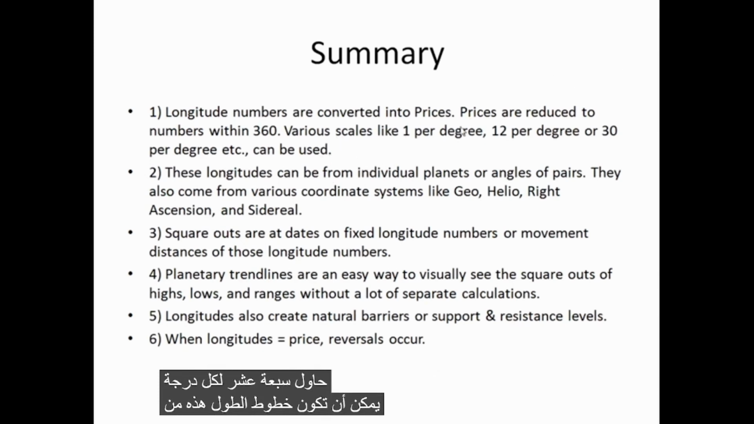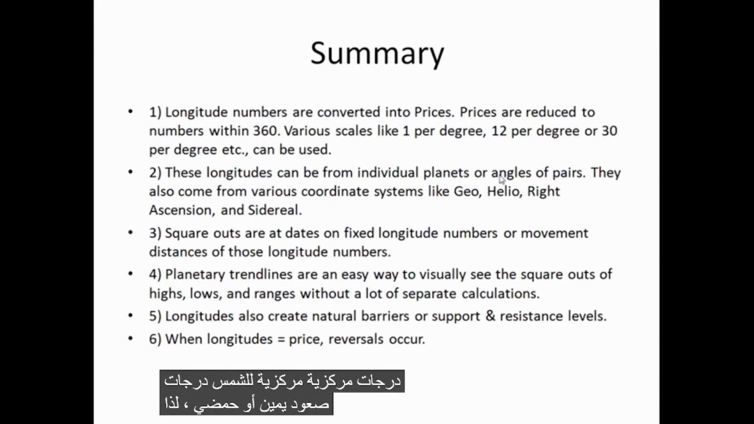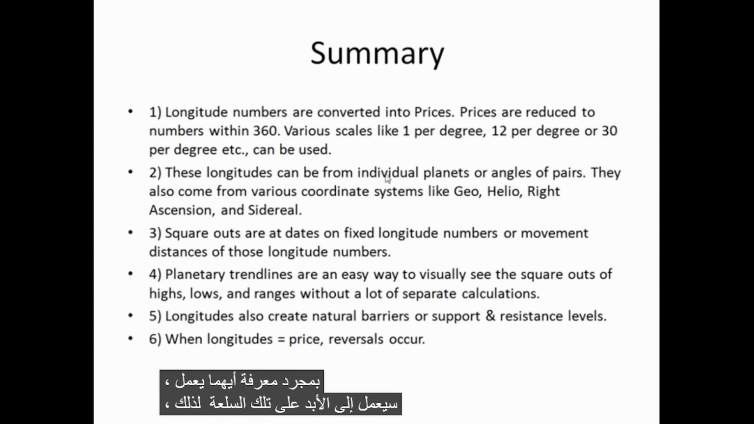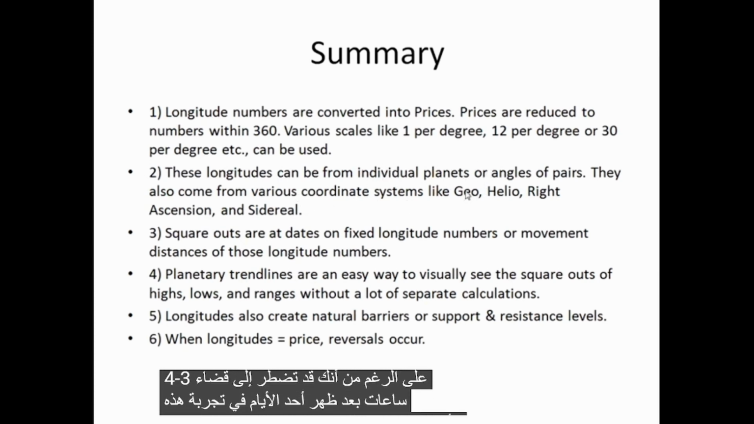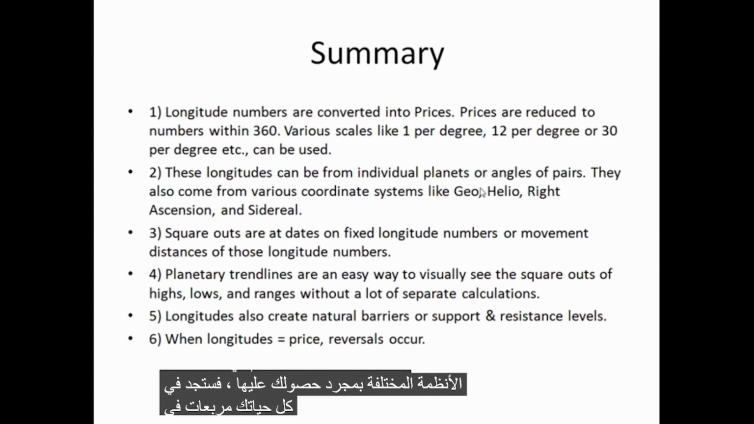These longitudes can be from individual planets, or they can be angles of pairs of planets. They can also come from various coordinate systems. They can be geocentric degrees, heliocentric degrees, right ascension, or sidereal. So you do have to play around a little bit, but once you find out which is working, it will work forever on that commodity. So even though you may have to spend 3, 4 hours one afternoon trying these various systems, once you have it, you'll have it your whole life.